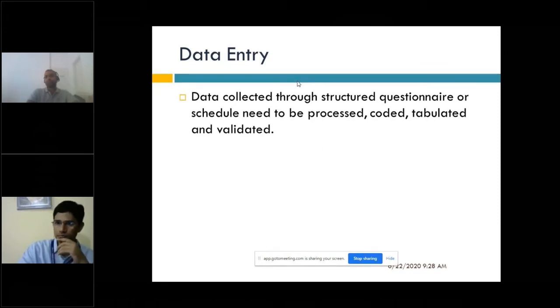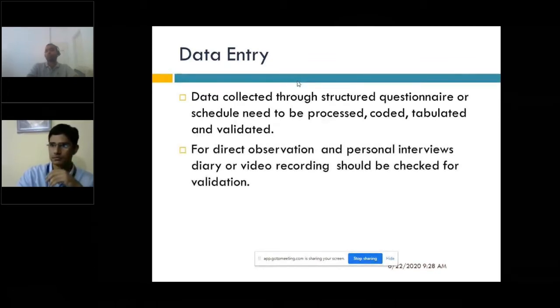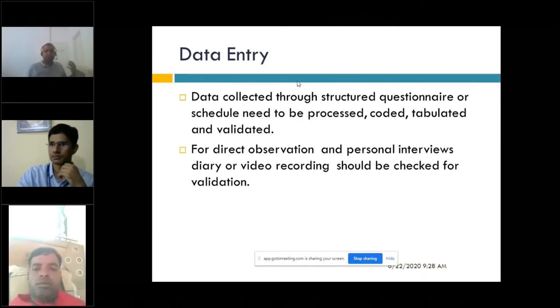For direct observation and personal interviews, diary or video recording should be checked for validation. See, in case of interviews and direct observation, wherever possible, we should try to get video recording, because non-verbal communication, gestures, postures, everything makes sense. And many times we can read their non-verbal communication, and we can get confidence that whatever response we are getting from respondents, these are genuine.